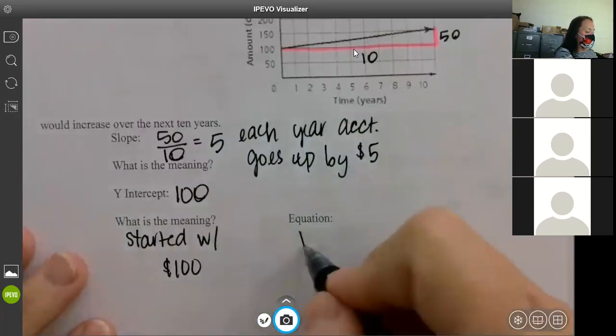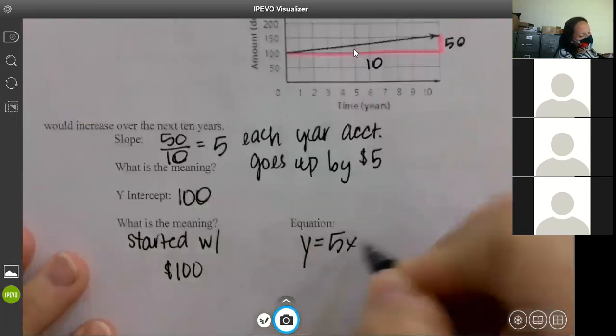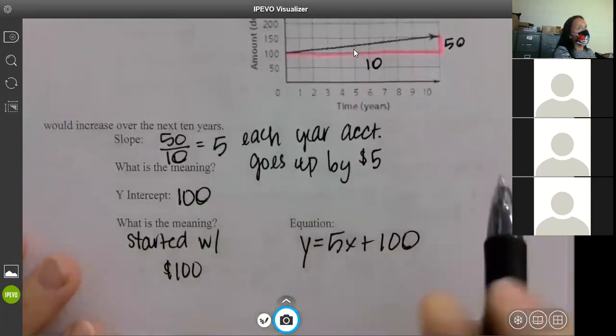So then what's your equation? Y equals 5x plus 100.